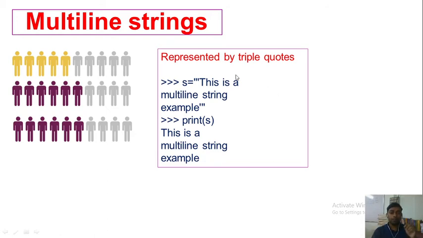Okay, yes. So S equal to triple quote starting, this is a, then multi-line string in the second line and example in the third line, and finally we are closing triple quotes. Okay, then we are printing it, print S. So this is a will be printed in the first line, multi-line string in the second line, and example in the third line. Okay, yes. It's a substitute for slash n, but we don't have to place slash n. Here it's going to be simple because we just have to enclose our multi-line strings in triple quotes. That's it. So this way we can work with multi-line strings using triple quotes.